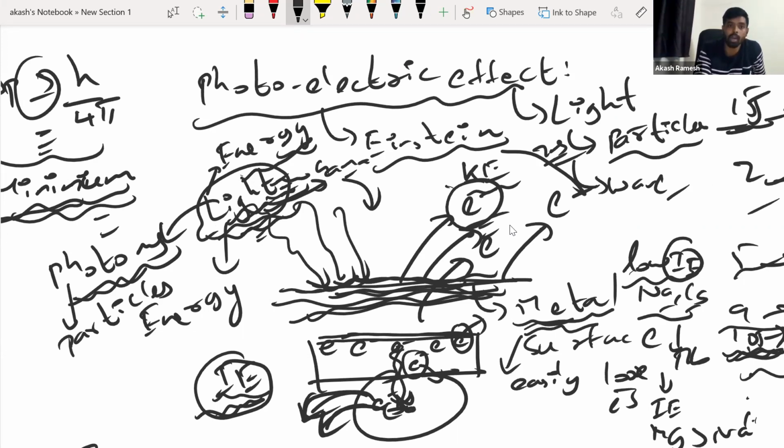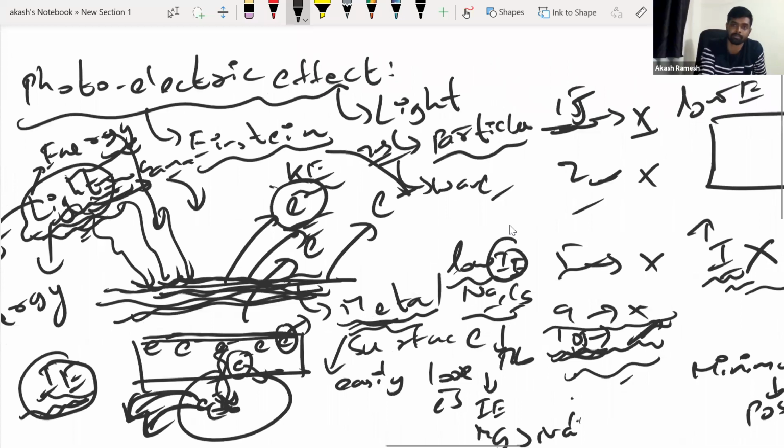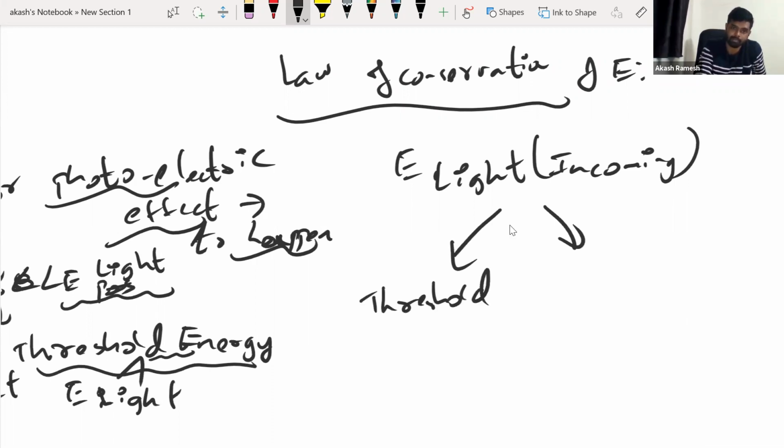That means you are supplying some energy in the form of light. First, we'll try to understand. There are three things involved here. One is the energy you give. This is the incoming energy. Now, this incoming energy is going to be used in two ways. What are the two ways? Obviously, first, it should be more than the threshold energy. We'll come to the next part.